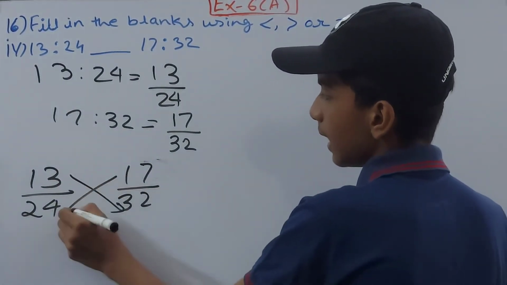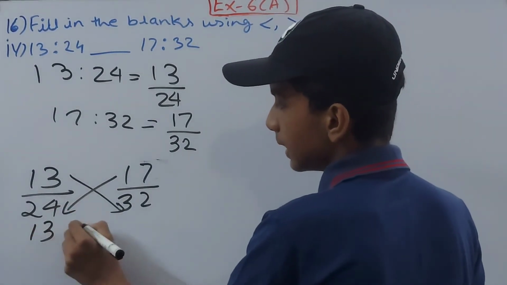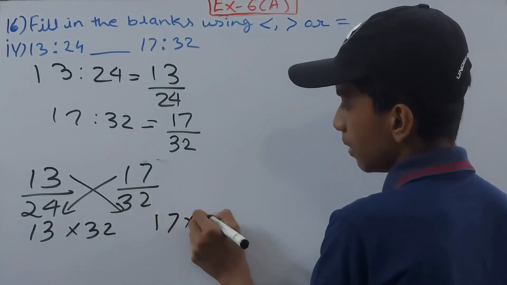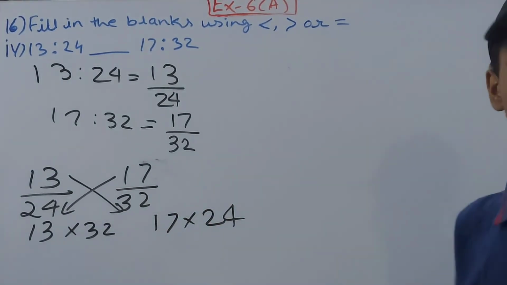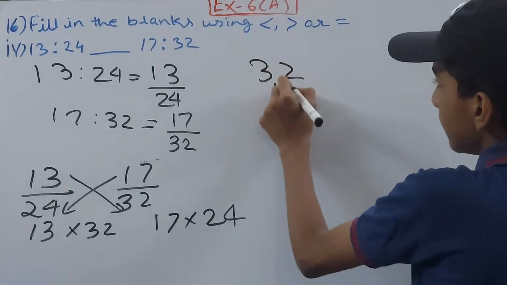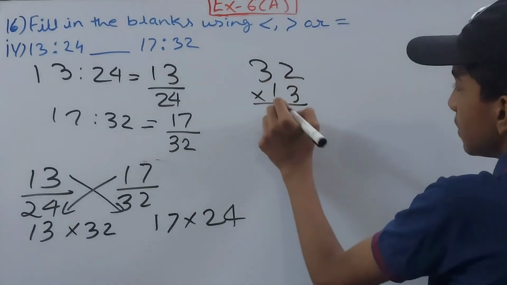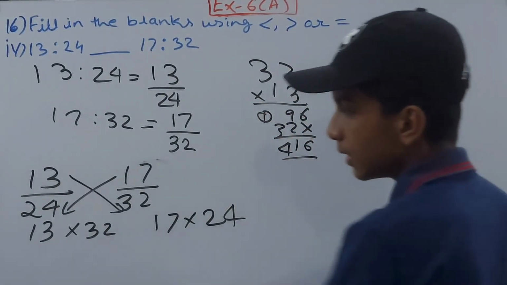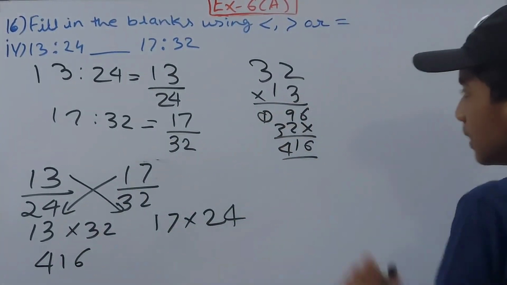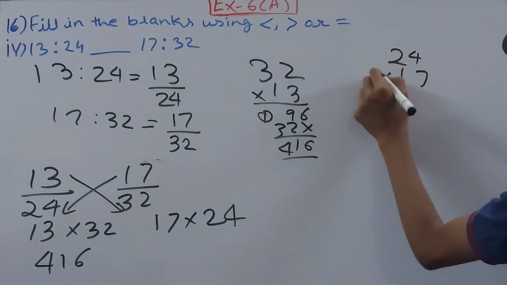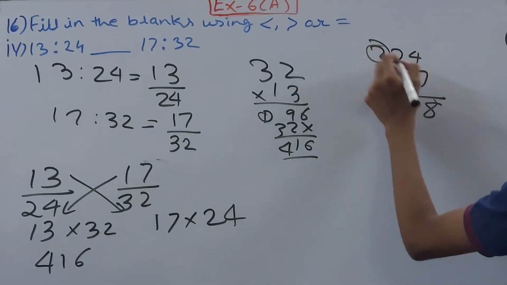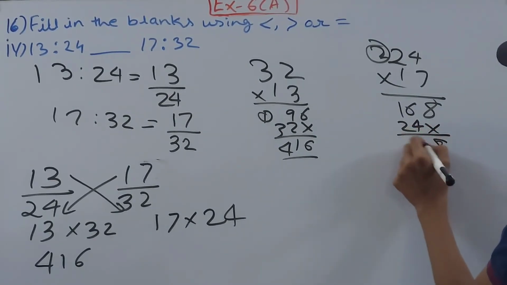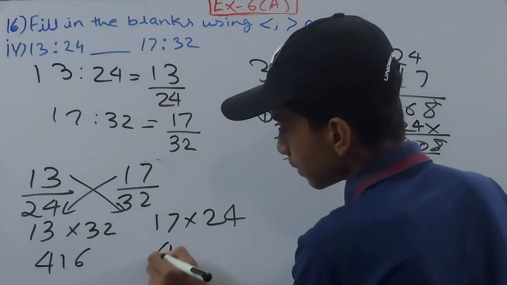Cross multiply this way and this way, right? So you'll have 13 into 32, and you'll have how much? 17 into 24. Now we will solve it. So what we will get? 32 and 13 will be how much? 3 2s are 6, 3 3s are 9, and 32 here. So 6, 11 and 1, 416 here. And this one, let's do it here. So 7 4s are 28, and 2 7s are 14 and 2 is 16, 168 and again 24 here. So 8, 0 and 1, 408 here, right?